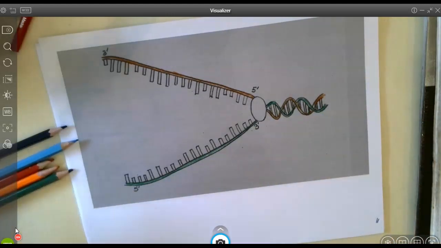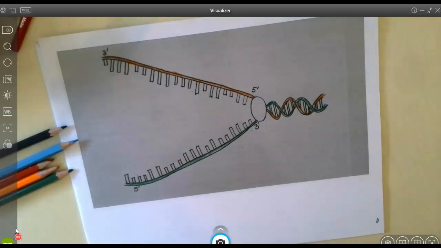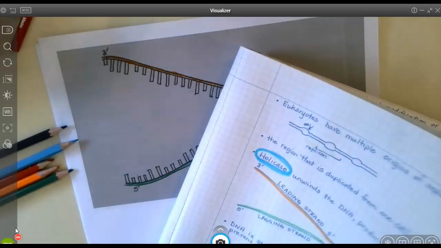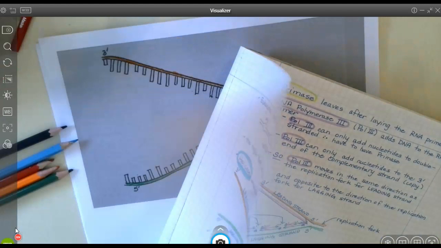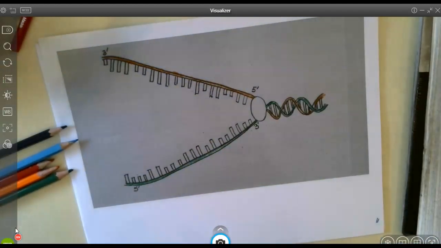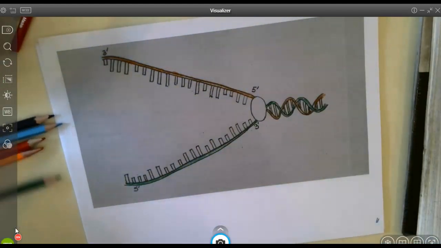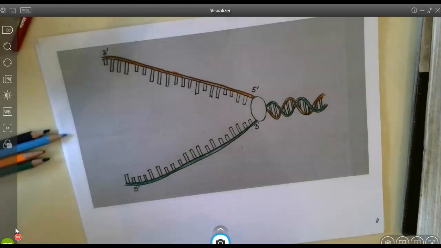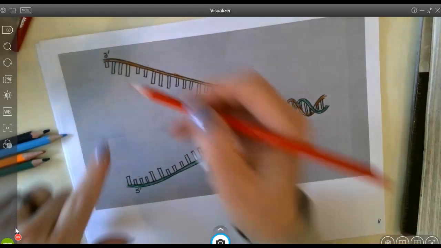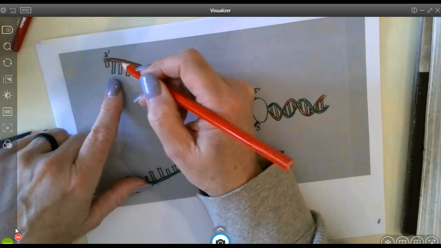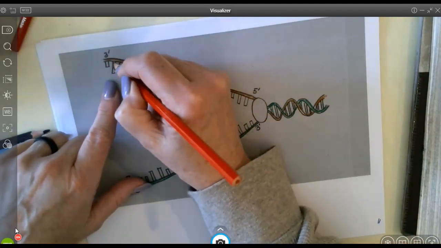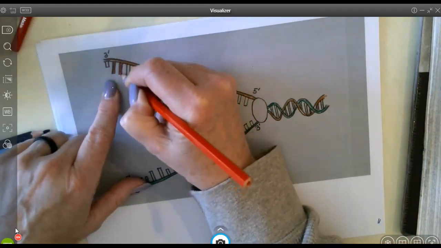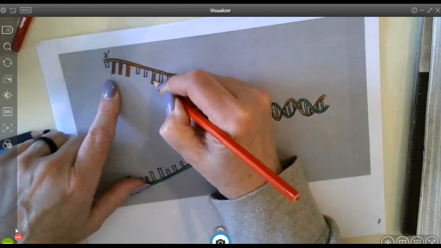Okay, so you're going to do that on all, make sure I'm right. Yep, all 4. The other thing you're going to do on all 4 is you're going to take red, and that looks like teeth, but they're not. These are the nucleotides. All of the long ones, you're going to color red.